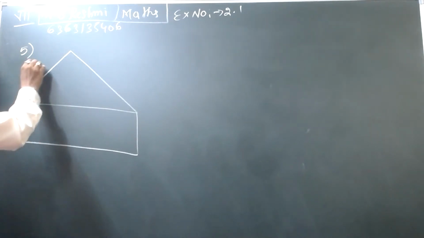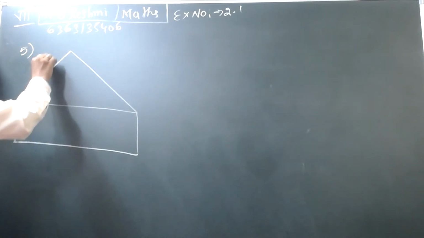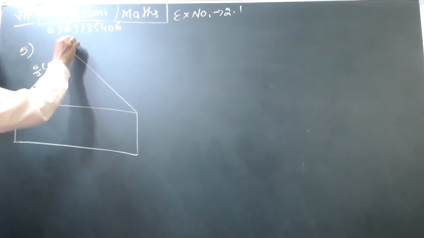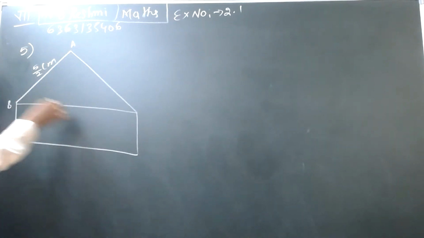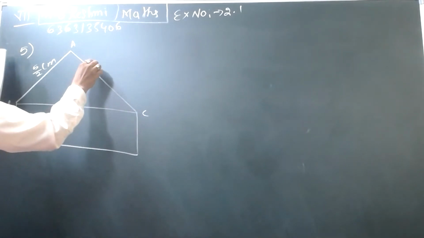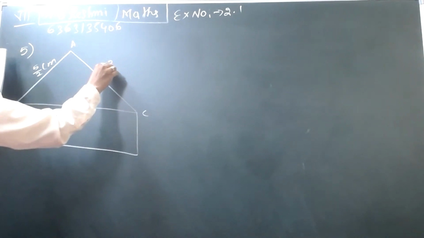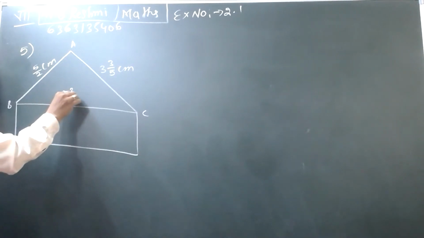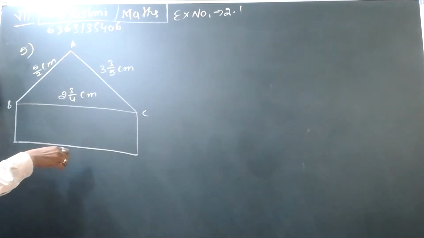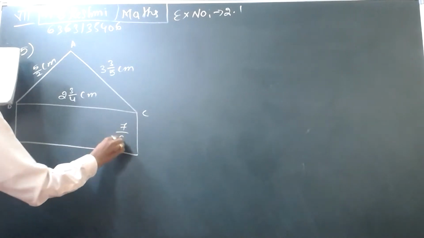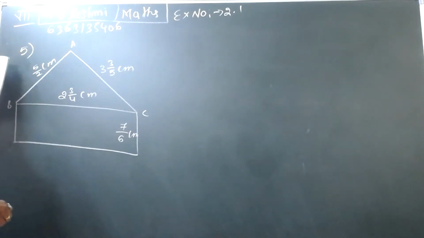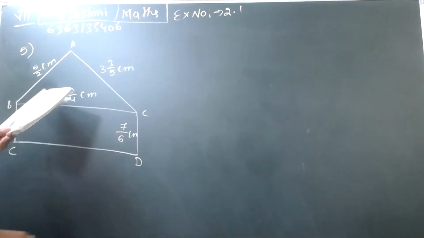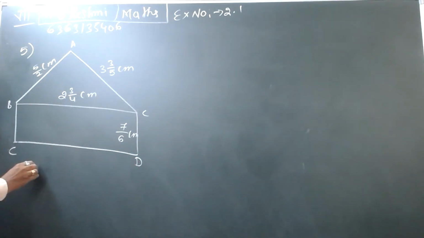What is that answer? 5 by 2 centimeter. A, B, C. Similarly, 3 integer 3 by 5 centimeter and 2 integer 3 by 4 centimeter, and last they have given 7 by 6 centimeter. Now we can consider this as C and this as D. What is the question? First one.